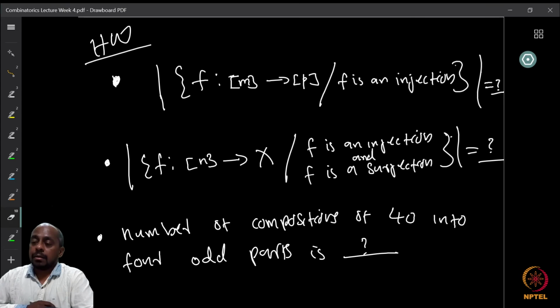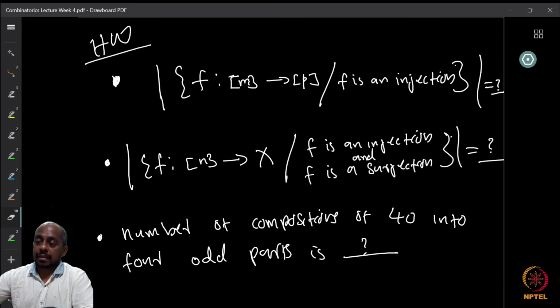Then count the number of integer compositions of, let's say, the number 40 into 4 odd parts. Okay, so how many are there? If you are saying that we want to count only the compositions into odd parts, right? Exactly 4 odd parts.